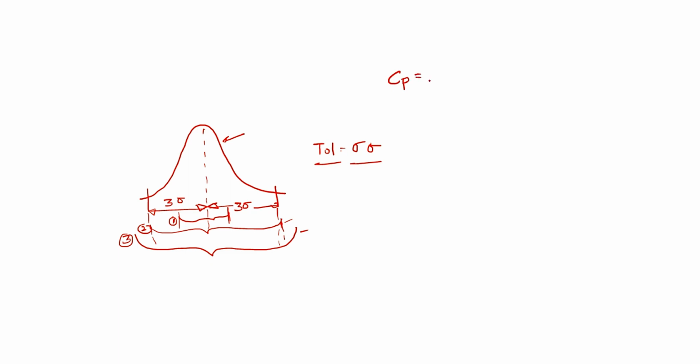Process capability will be explained with the parameter called Cp. Cp is a process capability ratio. The formula for the process capability ratio is nothing but tolerance upon 6 sigma. This is the ratio. When the tolerance is equal to 6 sigma, the Cp value will be equal to 1.